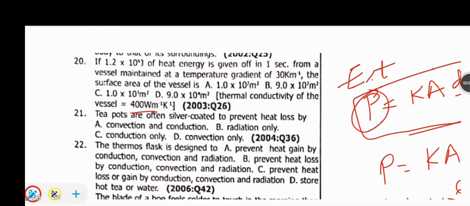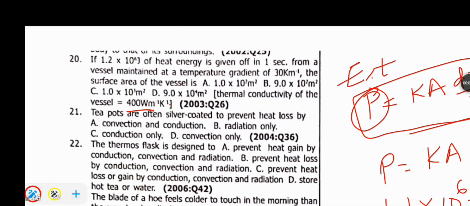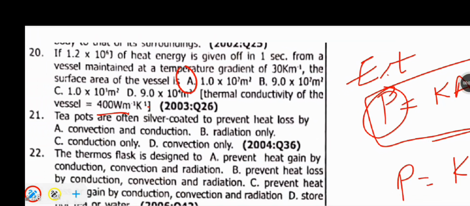So you can see it from here. 1 times 10 to the power 2. Okay, 1 times 10 to the power 2, which is 100.